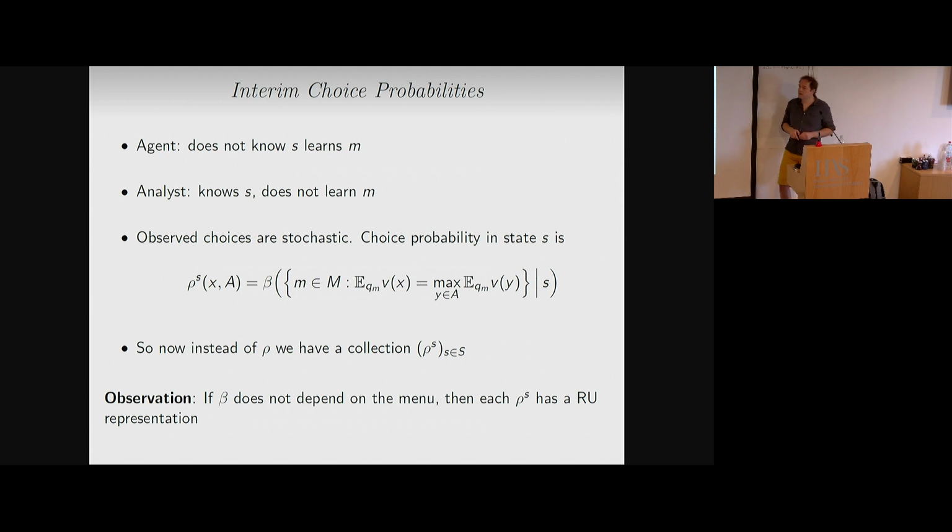And so now our primitive is a little bit richer than in the standard random utility model, because now we observe, as the analyst, a stochastic choice in each state. And the counterpart of the invariance assumption that we had before is that the black hole experiment does not depend on the menu. It's the same signal independently of the menu. And if that's true, each of these stochastic choice functions is actually a random utility function.